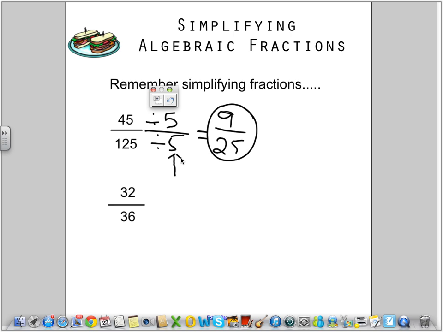When you divide top and bottom both by 5, it's the same as dividing the whole fraction by 1, because 5 over 5 is the same thing as 1. So you haven't really changed 45 over 125 because you just divided by 1, but you have reduced it into a much nicer format, 9/25. So now I'm going to do the same with 32 over 36. If I'm most efficient, I would find the GCF, which is 4. Divide by 4 over 4, which is the same as dividing by 1, and I would get 8/9.